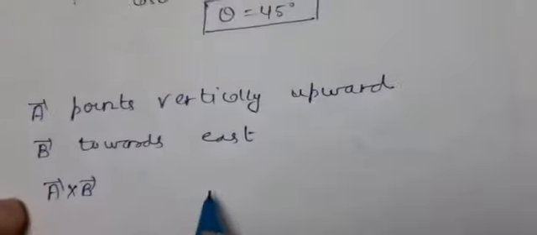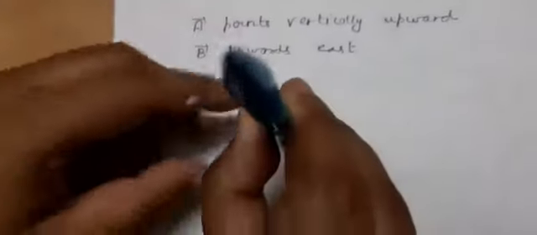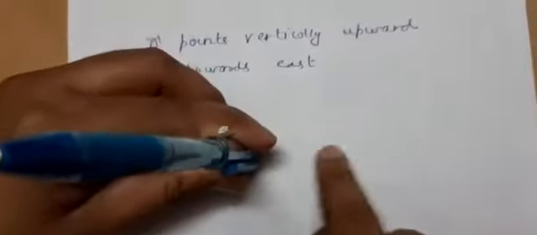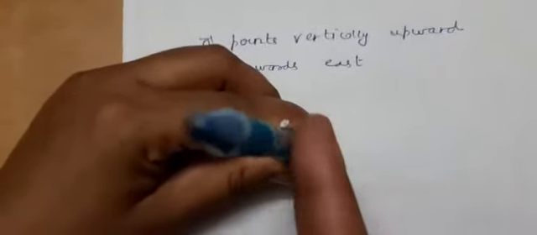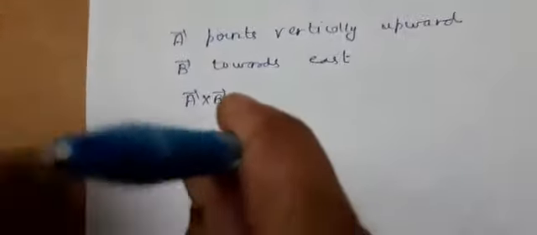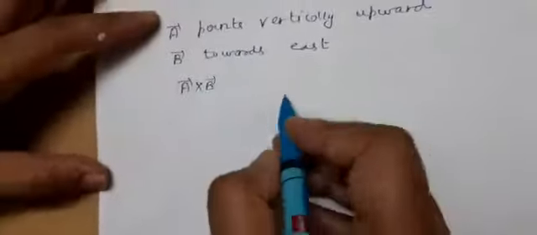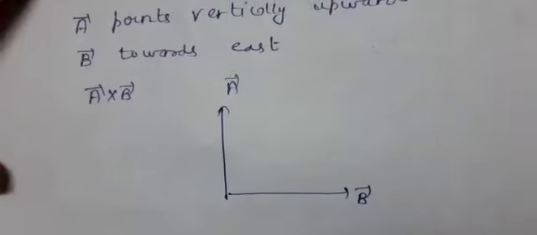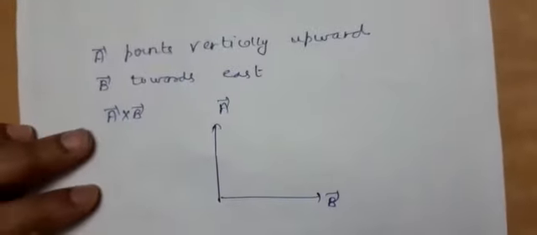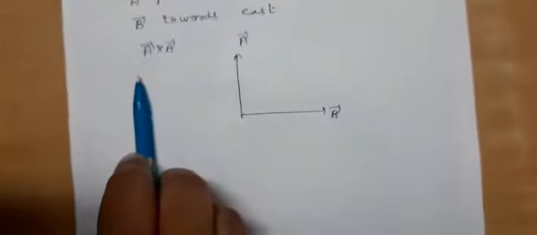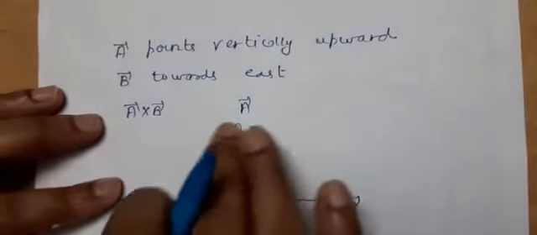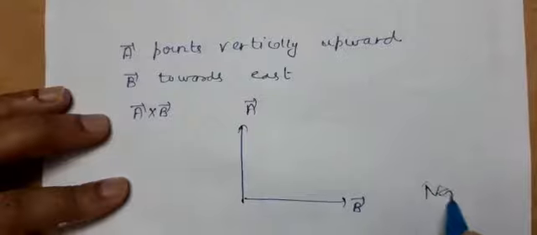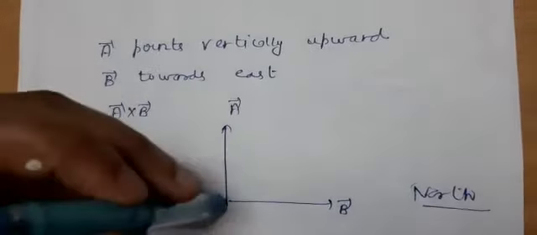If I take vector A perpendicular and vector B along the east direction, this cannot be shown like this. To give it more clearly, I am taking vector A along this and vector B along this. So now A cross B: the direction of A cross B will be towards north. You can just understand it.